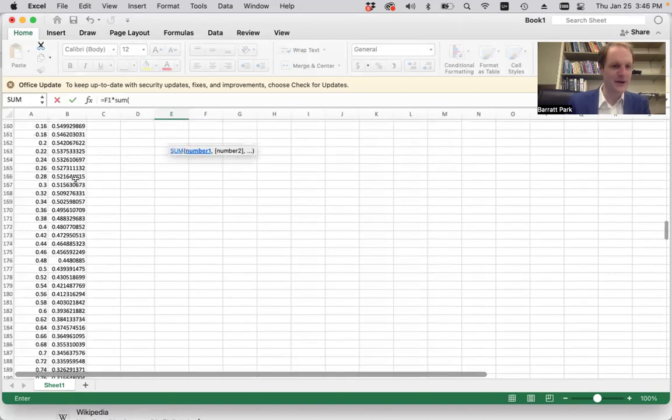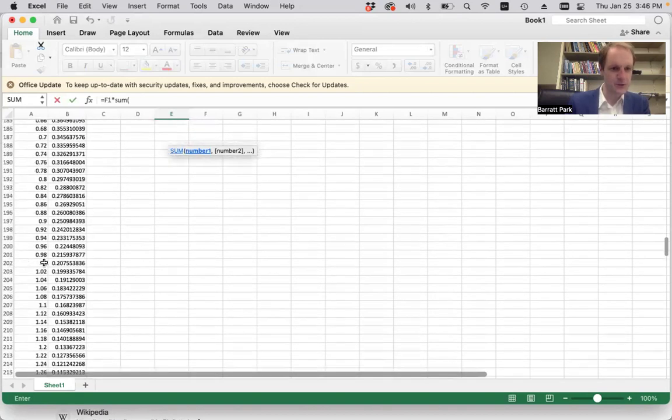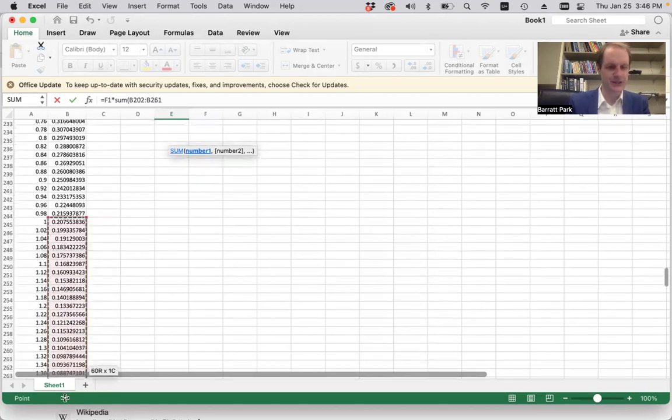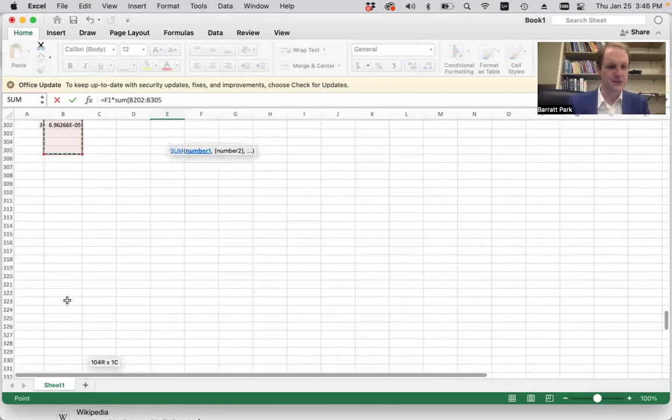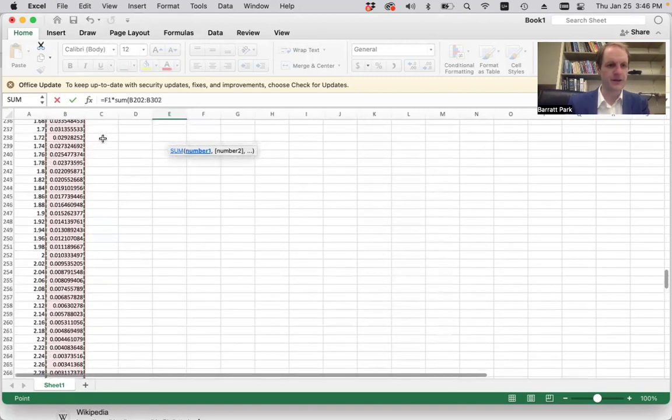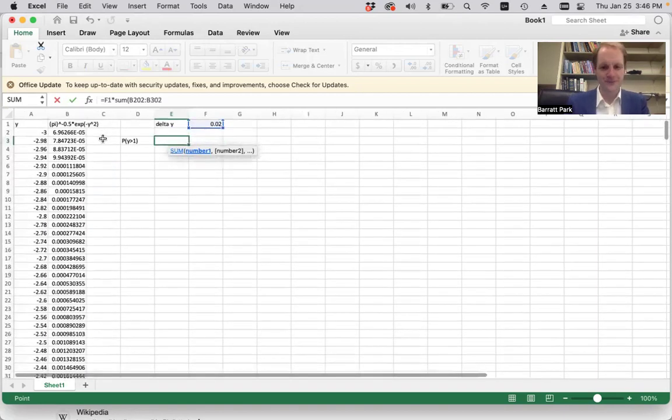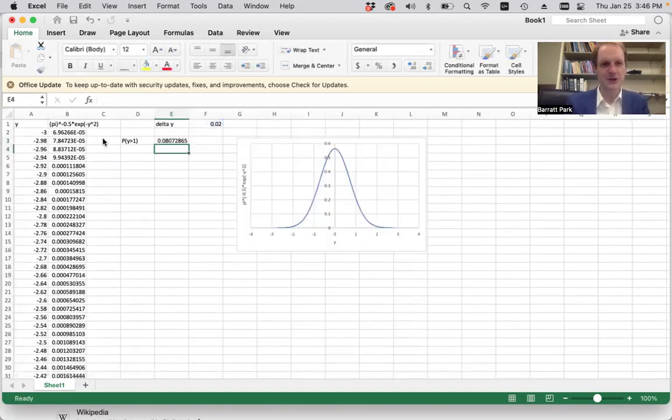So I'm going to scroll down. So here's y equals 1. So I'm going to take this value here, and I'm going to take the range from here, basically to the maximum value of y, close parentheses, enter, and I get the integral now. So it's about 0.08. So that means that about 8% of the probability distribution is located in this classically forbidden region over here.